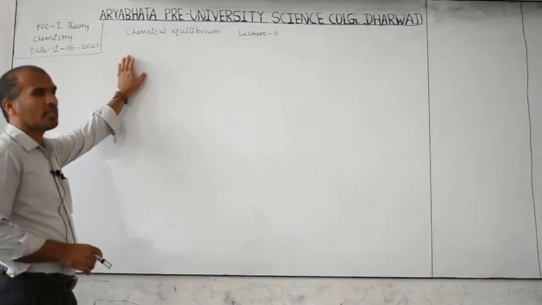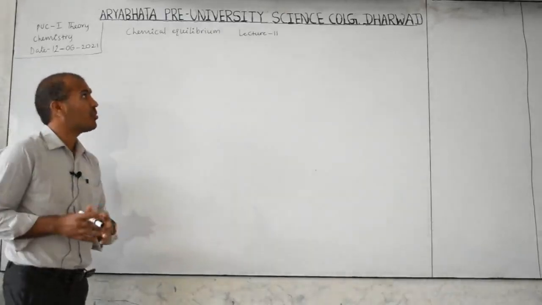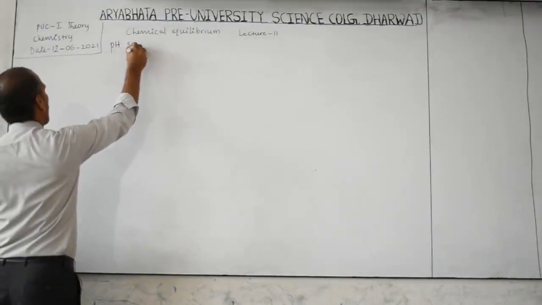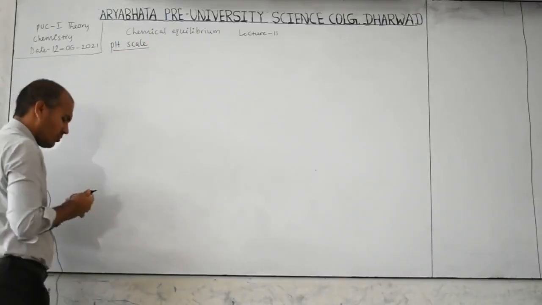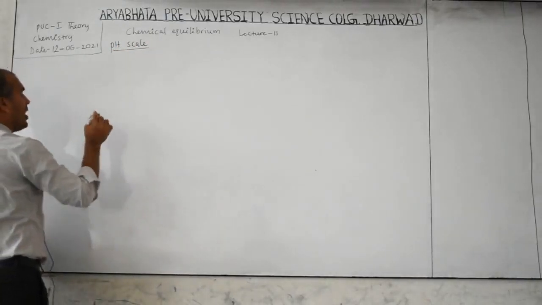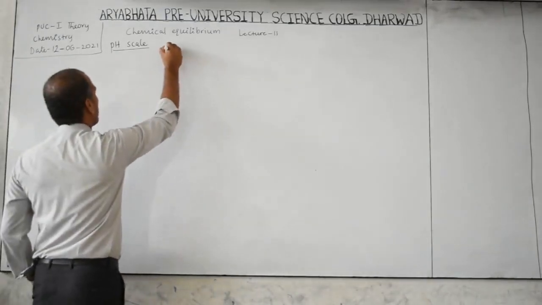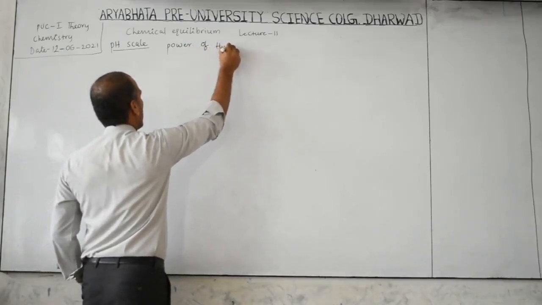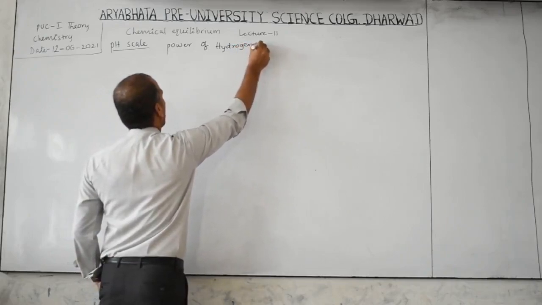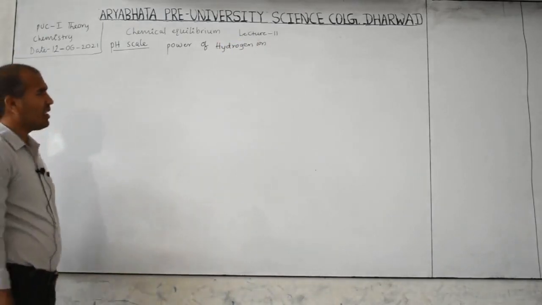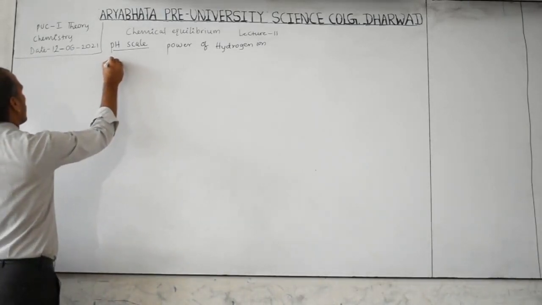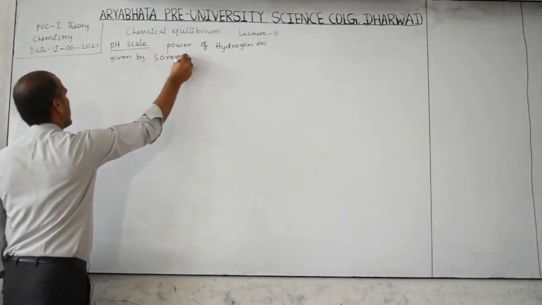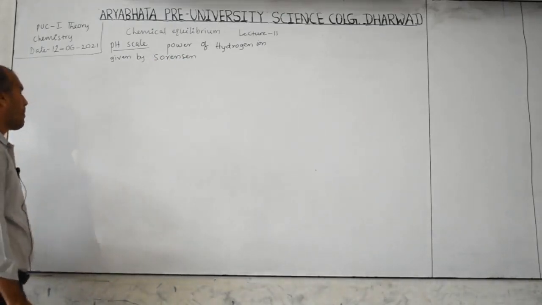In the previous class we discussed ionic equilibrium, and this is the continuation topic. Now, the pH scale. What is the pH? Power of hydrogen ion. This pH scale was given by the scientist named Sorensen.